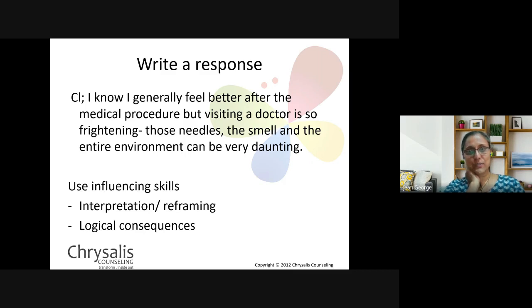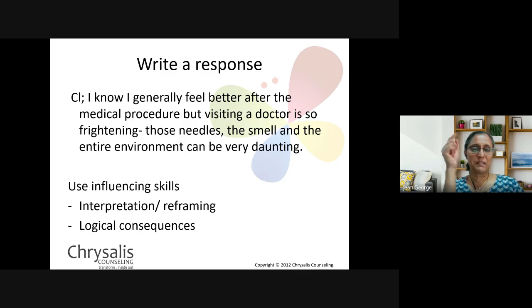Okay. So here's what you could say. You could say something like, you know, it sounds like you're really nervous and it can be really frightening. And I do see that those needles and that smell, that environment can be extremely off-putting, isn't it? I'm just wondering, once you've finished it, once you've had your medical procedure, how would you see it? What do you think would be beneficial? Right, so what are you doing? You're helping them see, okay, once I finish my procedure, then maybe I'll feel better.